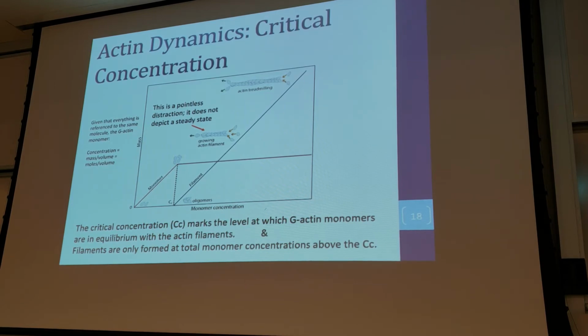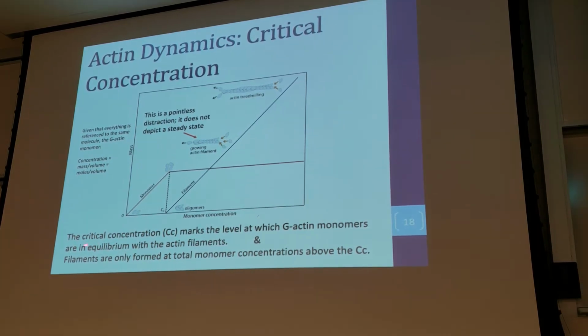And so in the cell, there's a lot of activity going on, but we like to study things in isolation to better understand it. And so here, we'll talk about a few slides, and I probably will flip back and forth a little bit. Here is an experiment where we're going to be talking about the critical concentration. And this has to do with the multiple choice question that we just went through, because the critical concentration marks the level at which the monomers are in equilibrium with the active filaments.